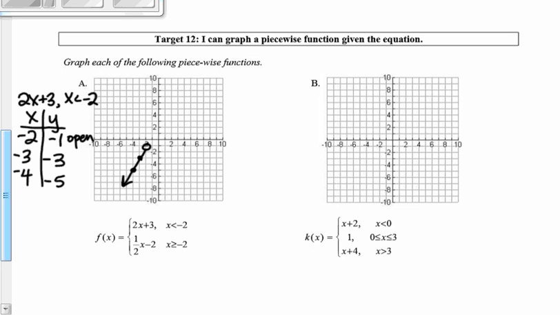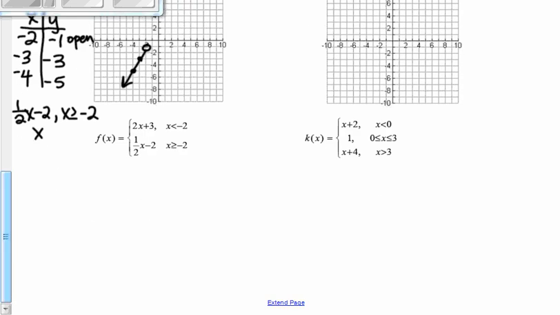And then I'm going to do the same thing just for the second equation. So 1/2 x minus 2, x is greater than or equal to -2. And I'm going to make a table. I'm going to start the table at -2 because that's the number in the inequality. And then I'm going to choose some numbers that are bigger than -2 and plug all of those into my equation here. So 1/2 of -2 is -1, minus 2 is -3. If I plug in a -1, that would give me -2.5. This gives me -2. That gives me -1.5.